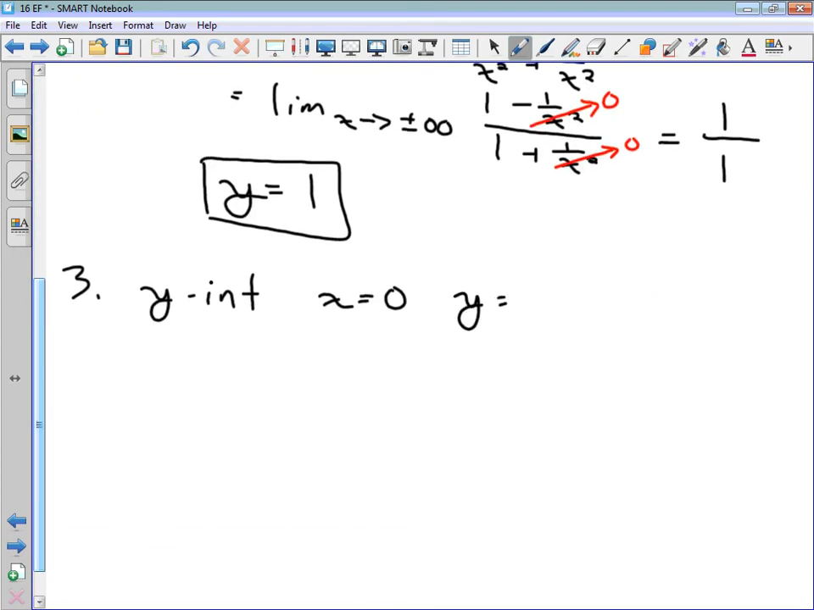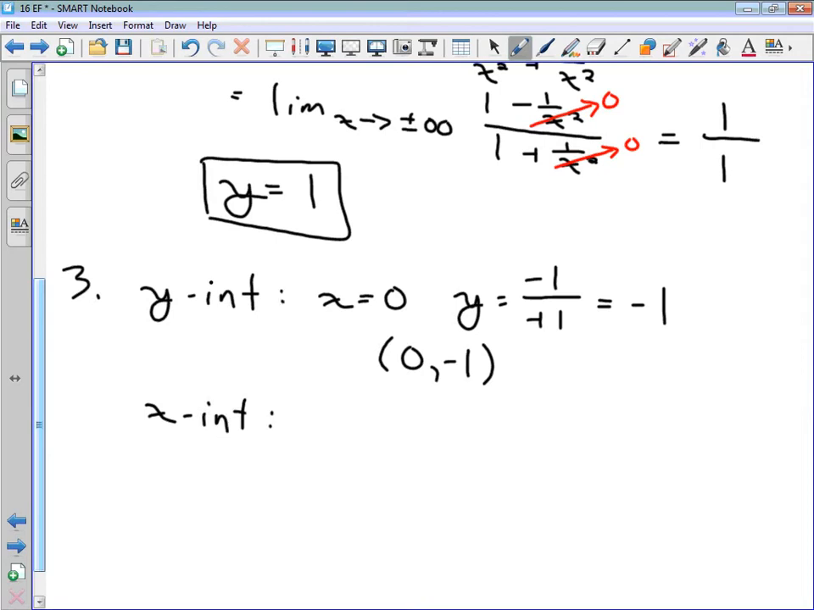Well, I get 0 minus 1 in the numerator, which gives me minus 1. I get 0 plus 1 in the denominator, which gives me plus 1. So that just equals negative 1. So my y-intercept is going to be the point (0, negative 1), and I could add that to my graph when I get to the graphing stage. What about my x-intercept?